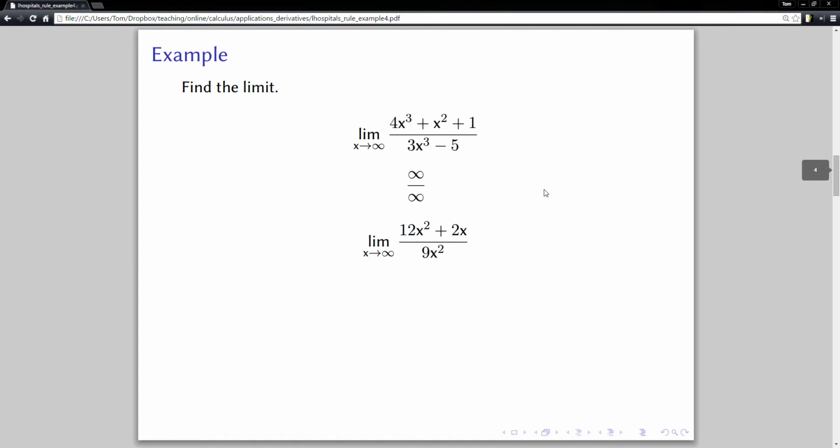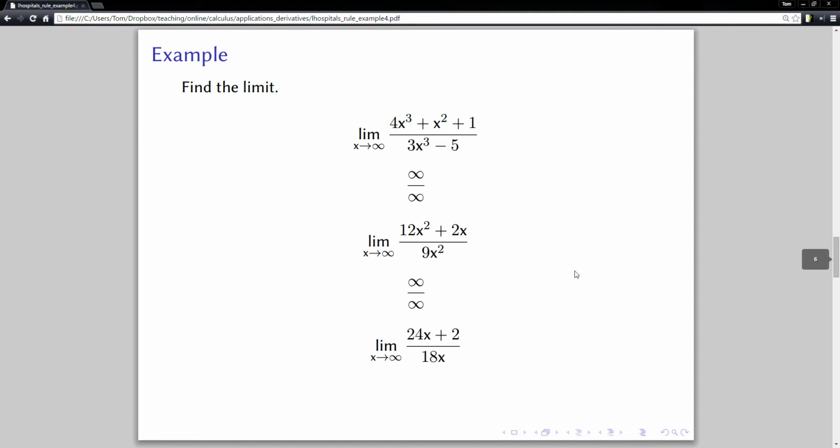All right, so what we are going to do is, using L'Hopital's rule, take the derivative of the top function, which is 12x squared plus 2x, and put that over the derivative of the bottom function, which is 9x squared. And we're going to take a look at that limit and see what we get. Well, this limit is, again, the limit as x goes to infinity of a polynomial over a polynomial, right? So it is also, by the same reasoning as before, going to go to infinity over infinity. So we can use L'Hopital's rule again.